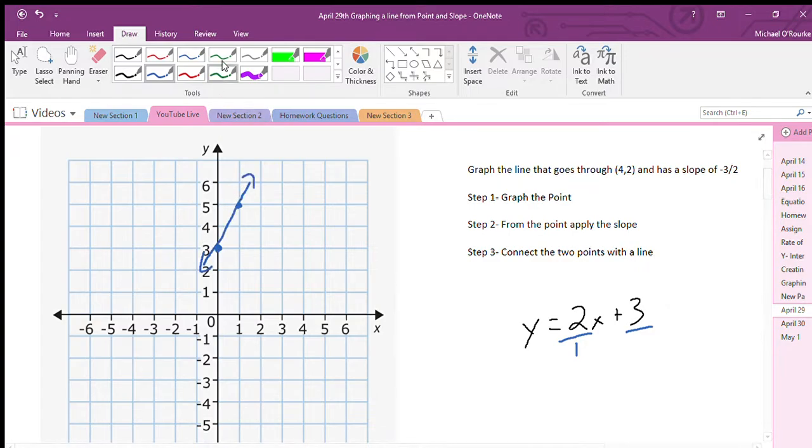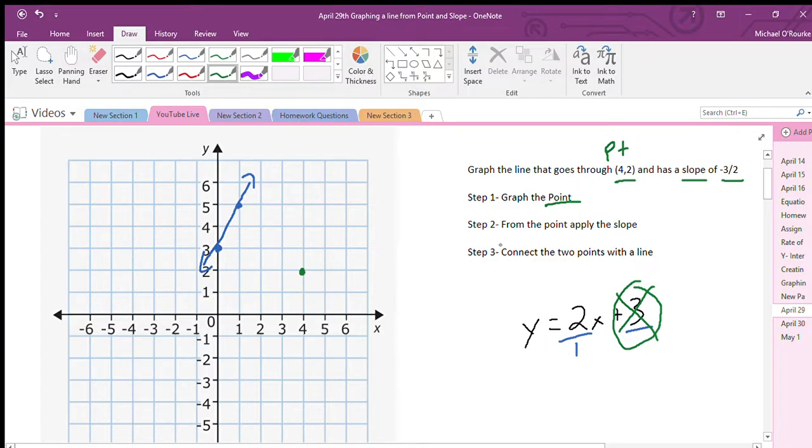So today we're going to take a look at what if we don't have a y-intercept? What if we only have a point and a slope? This is our point here, and this is our slope here. The first thing we do is just like what we did here. It's exactly the same, but instead of graphing the y-intercept, we graph the point first. Let's graph 4, 2. We go over 4, up 2, and we graph that point.